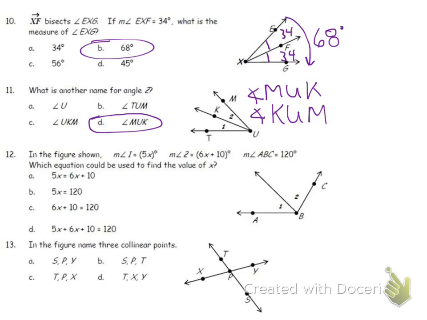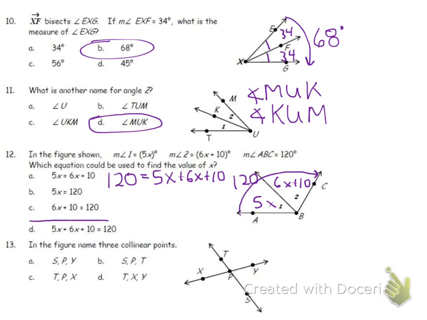Number 12, we have angle 1 is 5x, angle 2 is 6x plus 10, and ABC, the whole thing, is 120. So, which equation could we use to find it? Well, I don't have anything telling me they bisect, so I don't know if 1 and 2 are the same. So I'm going to use angle addition and say 120 equals 5x plus 6x plus 10. And if I look, that is answer D. And again, that one is angle addition.